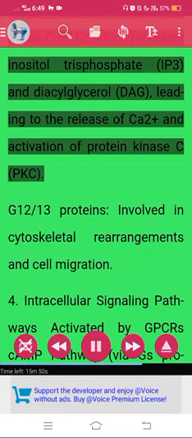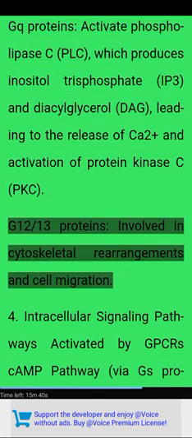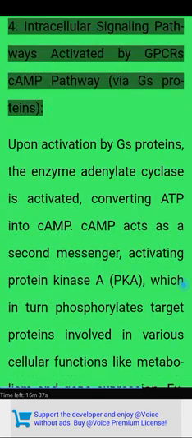Gq proteins activate phospholipase C (PLC), which produces inositol trisphosphate (IP3) and diacylglycerol (DAG), leading to the release of Ca2+ and activation of protein kinase C (PKC). G12/13 proteins are involved in cytoskeletal rearrangements and cell migration. 4. Intracellular signaling pathways activated by GPCRs: cAMP pathway via Gs proteins.